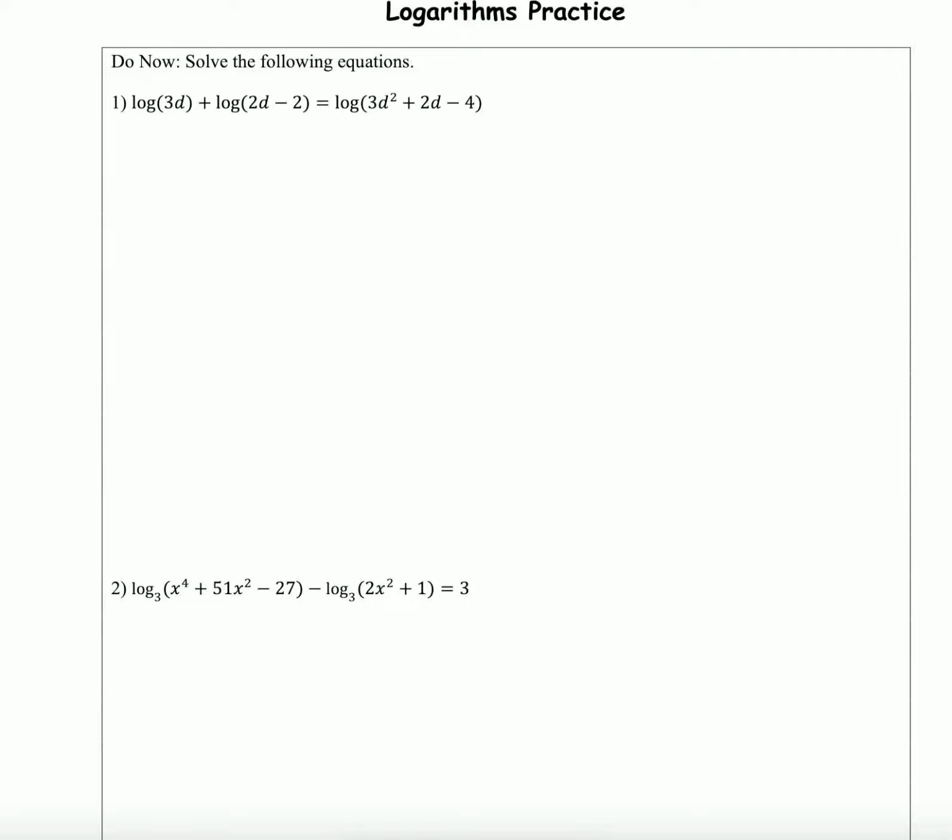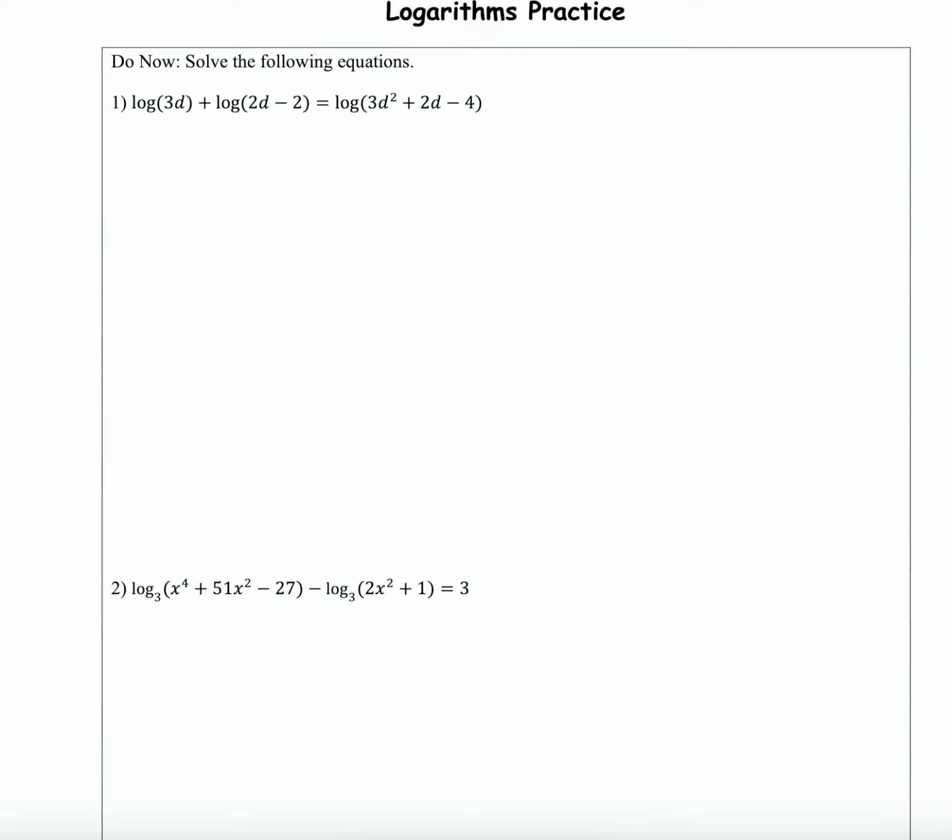The last day is just logarithms practice. This is mostly practice for solving logarithmic equations, but there's every sort of practice in there we've been doing: converting in and out of exponential and logarithm form, change of base, solving exponential equations. There's some graphing. There's a little bit of everything, but mostly solving logarithmic equations.